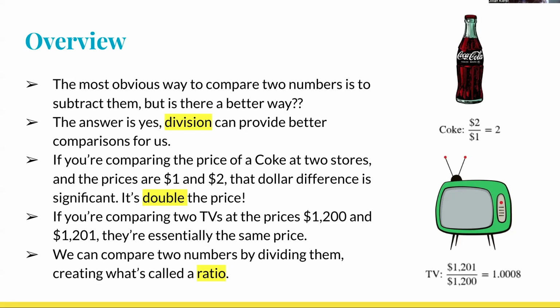Just like how the Coke was also different by a dollar, but by that difference of a dollar, it made it double, while the difference of a dollar between the two TVs was almost negligible at that point. So we can compare two numbers by dividing them, and that creates what we call a ratio. So we can get a ratio by dividing two quantities by each other.